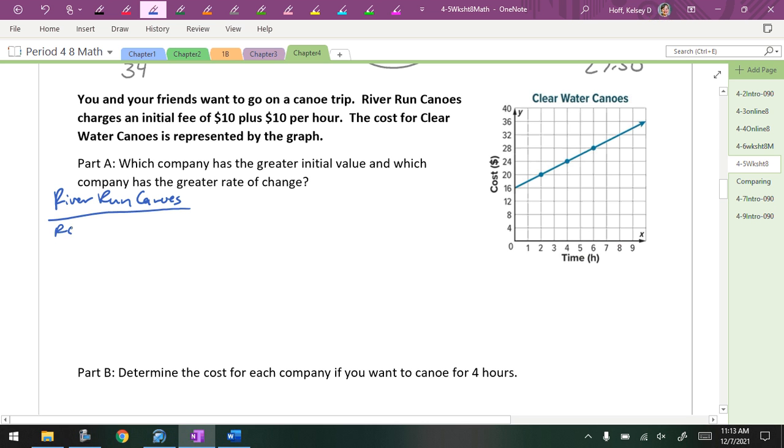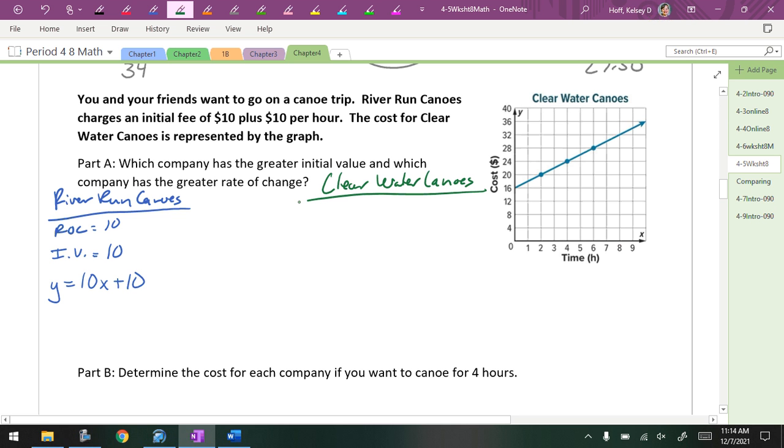Let's talk River Run Canoes. What's their rate of change? Go ahead, Levi. $10 per hour. What's your initial value? 10 also. So what's the equation for that company? Y equals 10x plus 10. On your own, take what you did yesterday and find the equation for Clearwater Canoes. We'll go over it together. Find your slope, then find your initial value.